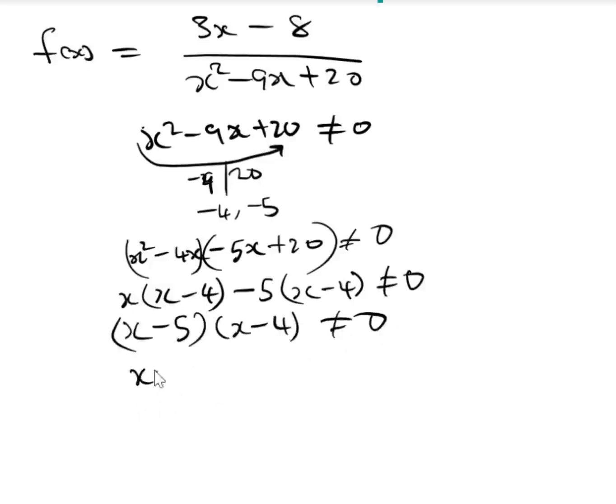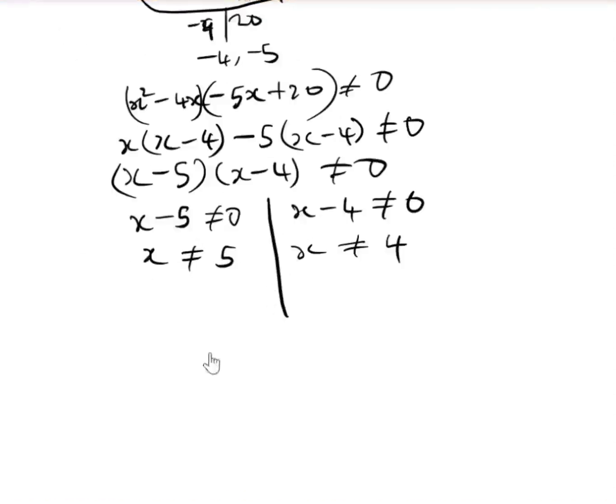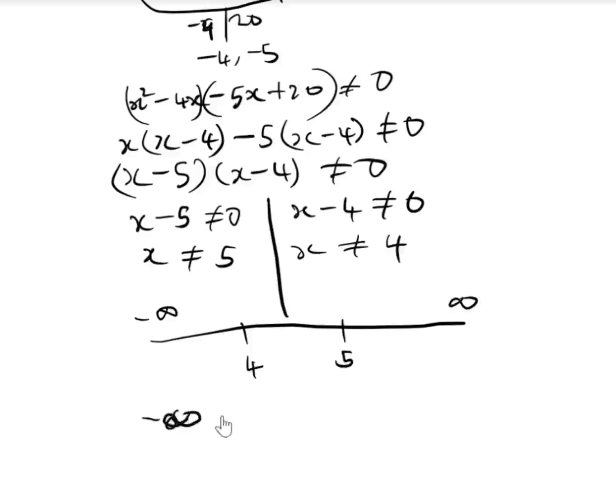This implies that x minus 5 is not equal to 0 and x minus 4 is not equal to 0. Then x is not equal to 5 and x is not equal to 4. This means that x can have any other number except 5 and 4. The domain would be minus infinity to 4, union 4 to 5, union 5 to infinity.